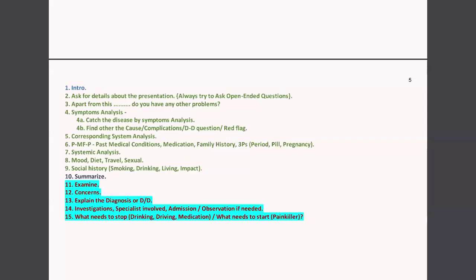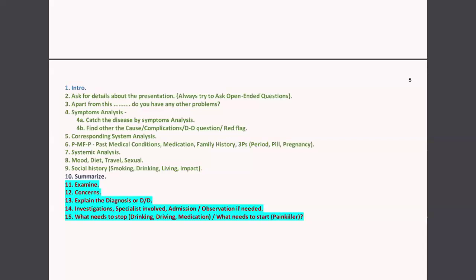Do you have any long-term relationship? Yes, doctor, I have long-term relationship. I'm sorry to ask, but it's important for me. Could you please tell me, do you have any unprotected casual sexual relationship? So you have to explore the sexual history as well if it's relevant.